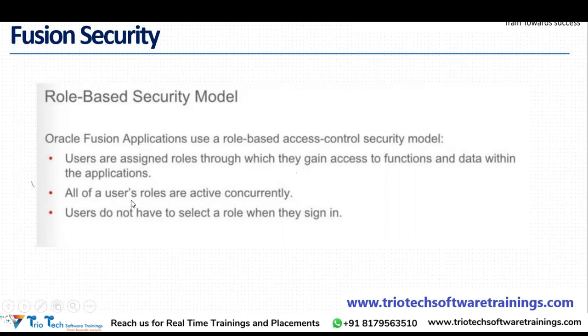Now, all of the user roles are active concurrently. Let's say, for example, a person is supposed to do the activity related to payable invoices, and the person is also supposed to do the activity related to payments. The same person is handling both the invoice related activity and the payment related activity. So that is where he will be given two roles: the role related to payable invoices, and also the role related to payable payments. And all the roles would be active concurrently.